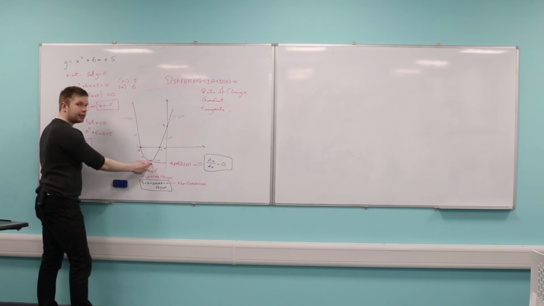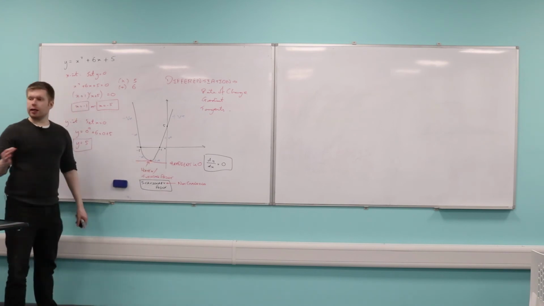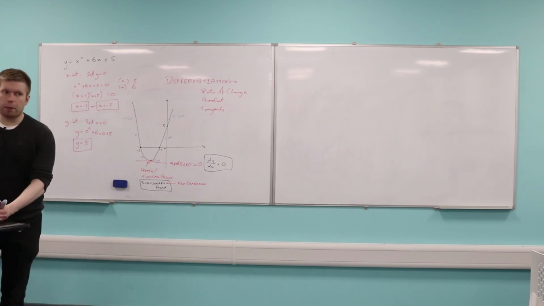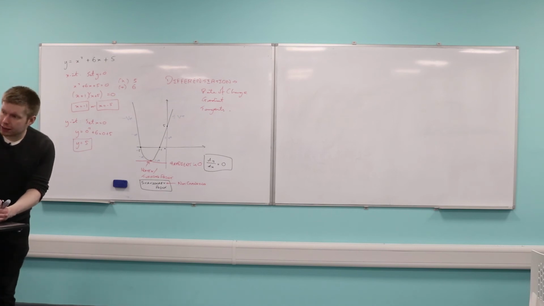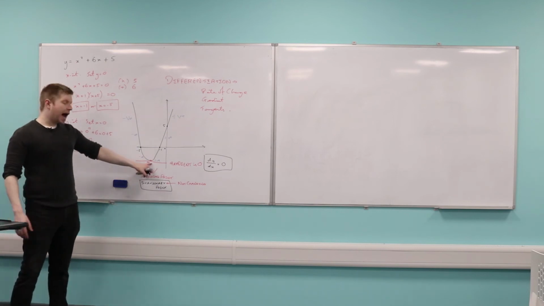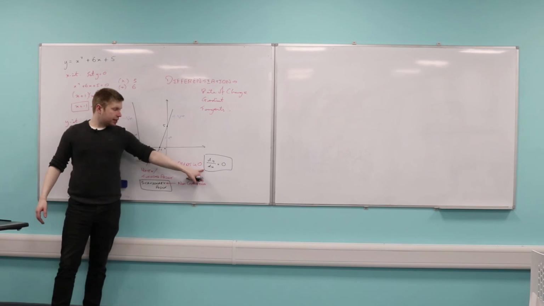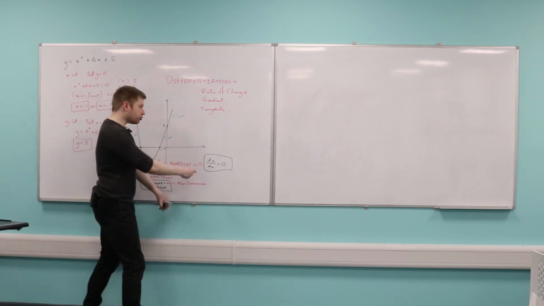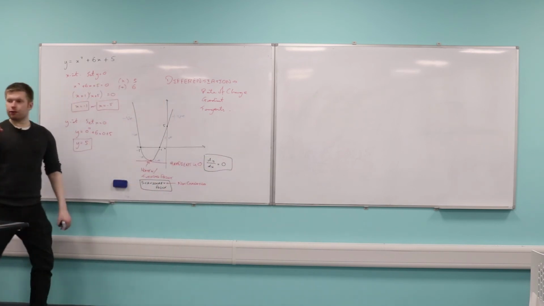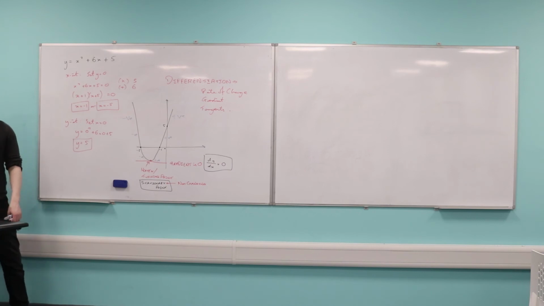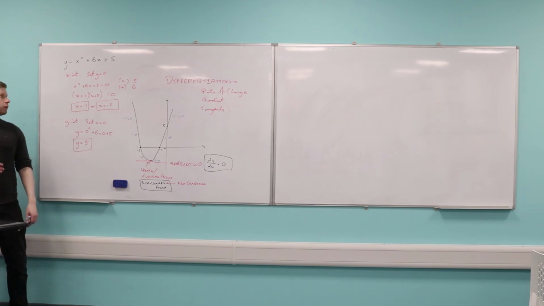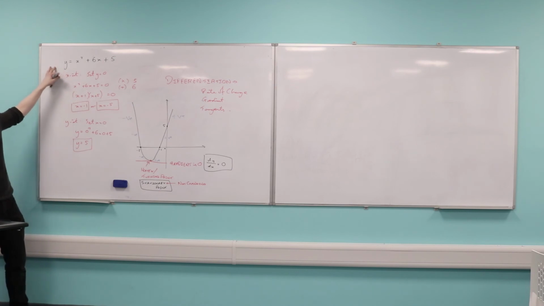Let me reiterate, this point here is called a stationary point. The reason it's a stationary point is because at that point, the gradient is 0. So when I differentiate my function, I should set it equal to 0 and find which x coordinate it should be. Have you done it? Perfect. Let's do it together though.